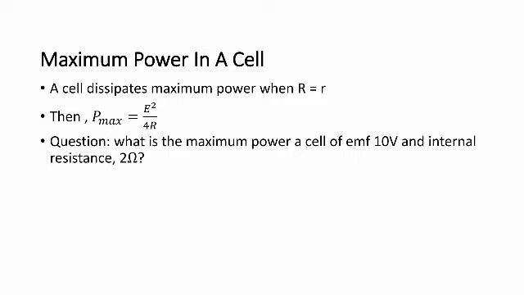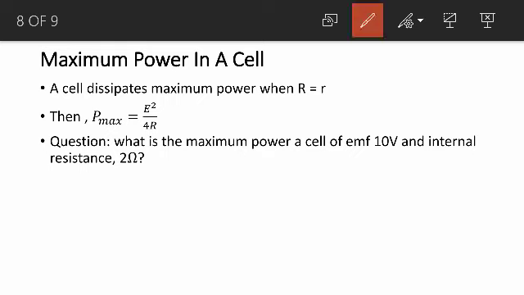Now we see something else here, which is the maximum power in a cell. Now a cell delivers maximum power, note that, when the internal resistance is equal to the load resistance. That means when capital R is equal to small r. And the maximum power is given by the formula E squared, the square of the EMF, divided by 4 times the internal resistance.